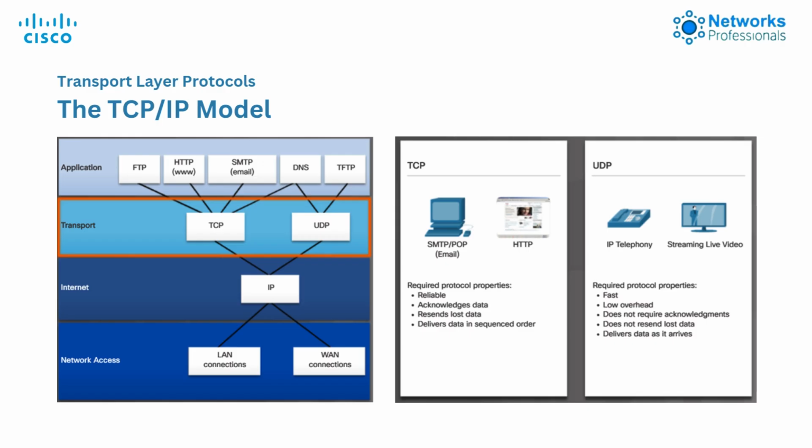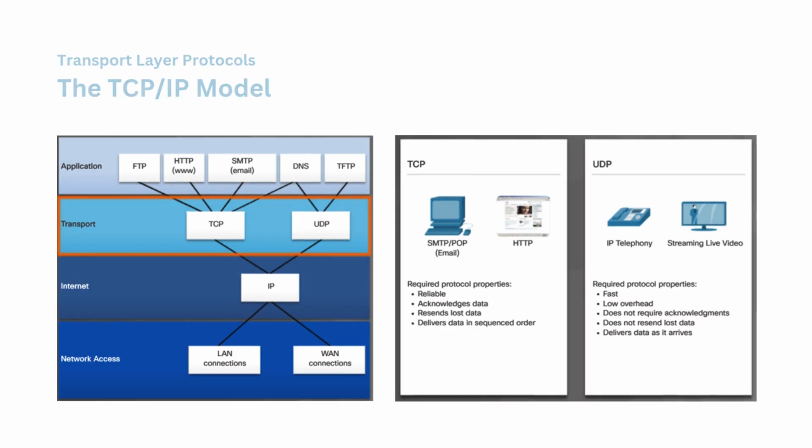Second, UDP, User Datagram Protocol. Connectionless protocol provides unreliable but faster delivery of data. No acknowledgements or retransmissions. Used in applications where speed is important, such as video streaming, online gaming, and VoIP. In the TCP/IP model, the transport layer plays a vital role in managing how data moves between applications on different devices, ensuring smooth communication across the network.